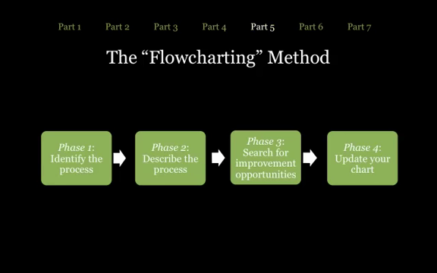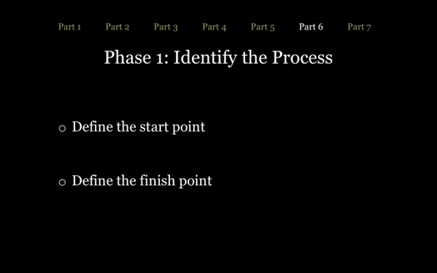The flowcharting methodology, comprised of 4 phases, is as follows. First, the process must be identified. Second, the process must be described. Third, it is important to search for opportunities that could improve the process. And the fourth and final phase is to update the flowchart based on the 3 previously stated steps. Phase 1, identifying the process, is where the user will define both the start point and the finish point for the process under examination, and will then label them accordingly.